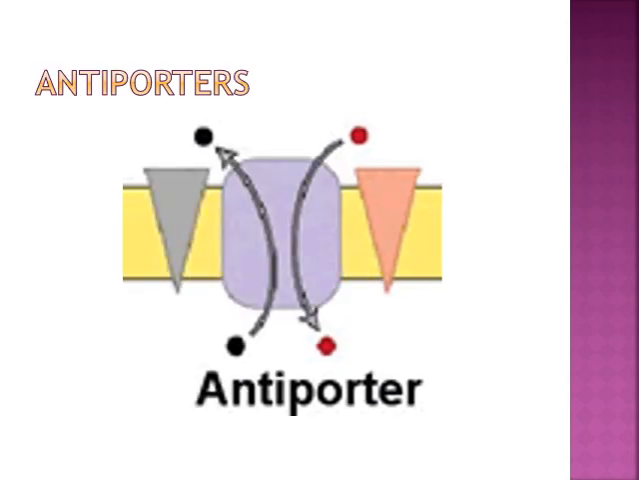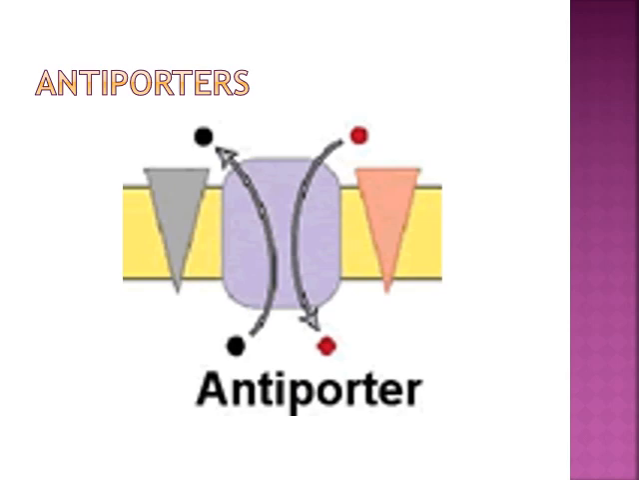And then an antiporter is where you have two molecules moving in different directions. So for this to work, you bind on one side of the cell. That opens up a binding spot on the inside, and then they're able to switch. So they're moving against each other, anti.